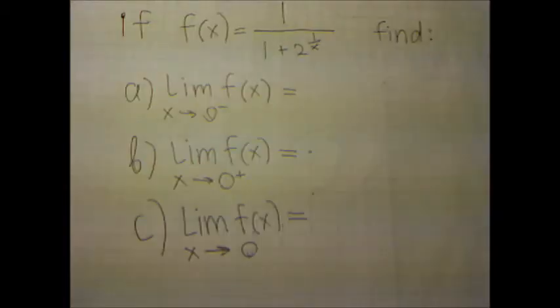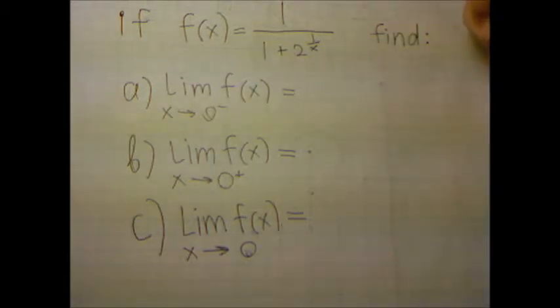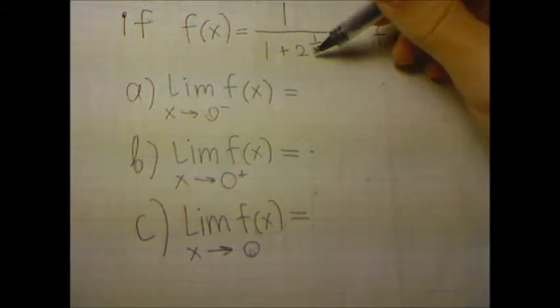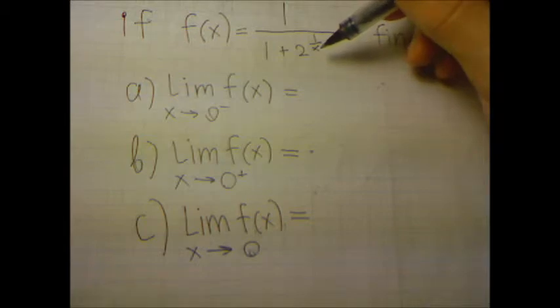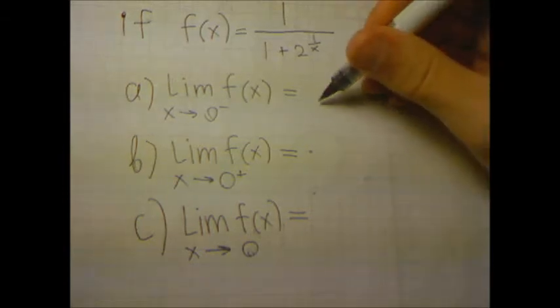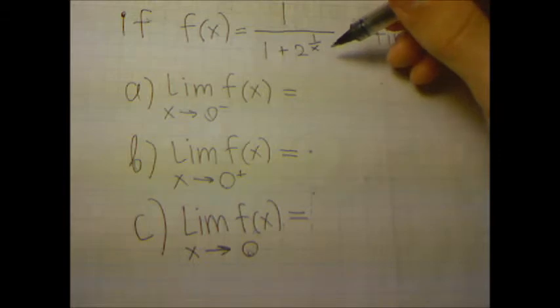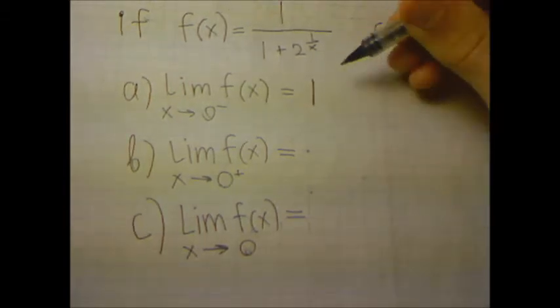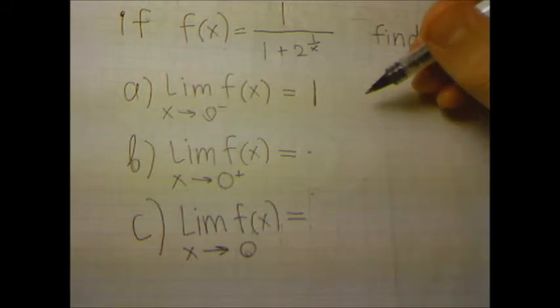So for this one, you can actually abuse your calculator and find some results, but I can tell you that when x approaches 0 from the negative side, from the left side, the 1 over x in this case will approach negative infinity because it comes from the negative side. So it means that 2 to the power of negative infinity will be pretty much close to 0, or nothing, and the denominator will be close to 1. And the result will be obviously that the limit from the left side will approach 1.